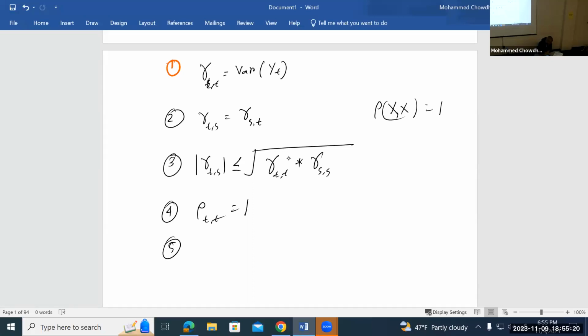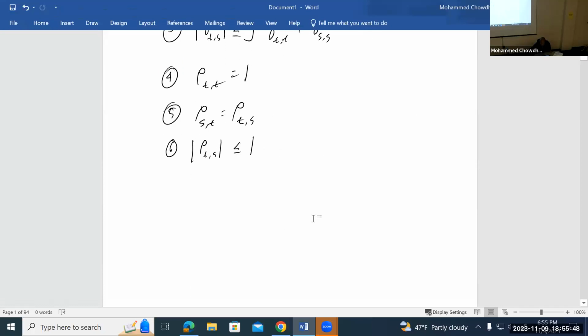Number 5, these are some characteristics. Similarly, if you want to write it this way or that way, it doesn't matter which time point is coming first. So this is always true. Correlation coefficients can never exceed 1, so the absolute value of rho is less than or equal to 1. If you take out the absolute sign, then negative 1 is less than or equal to rho(t, s), which is less than or equal to 1.